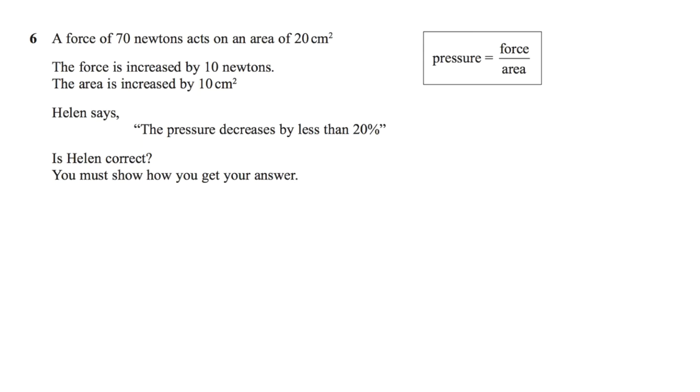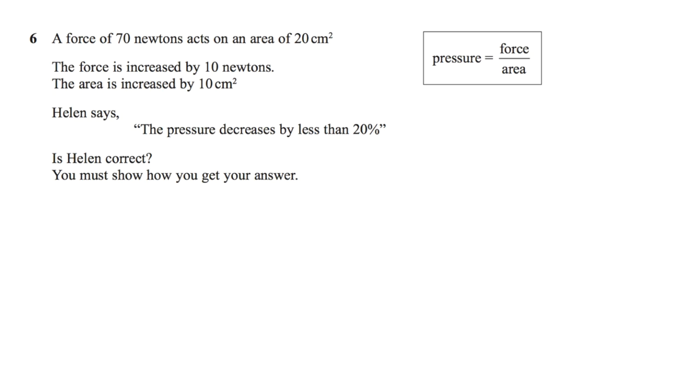Question 6. A force of 70 newtons acts on an area of 20 centimeters squared. The force is increased by 20 newtons, the area is increased by 10 centimeters squared. Helen says the pressure decreases by less than 20%. Is Helen correct? You must show how you get your answer.